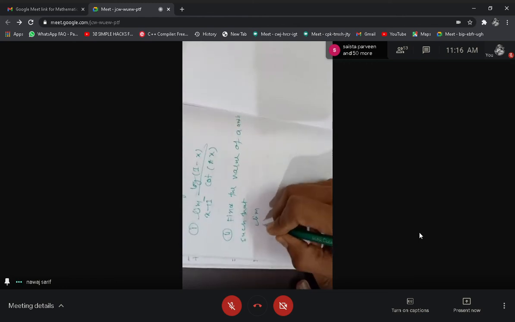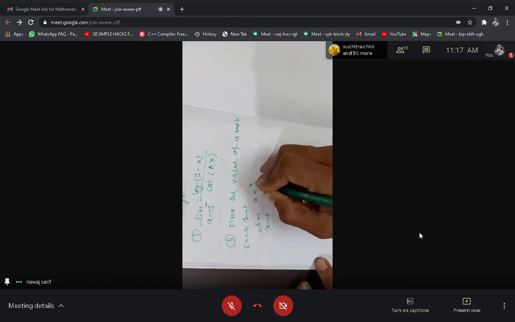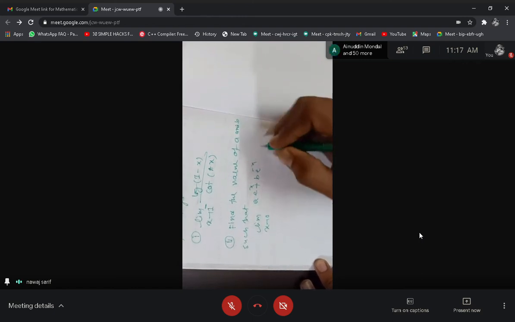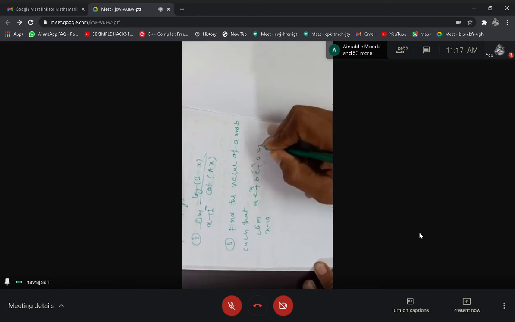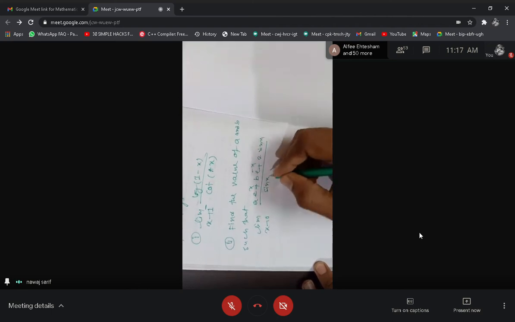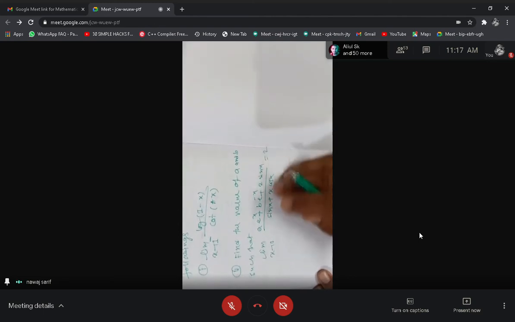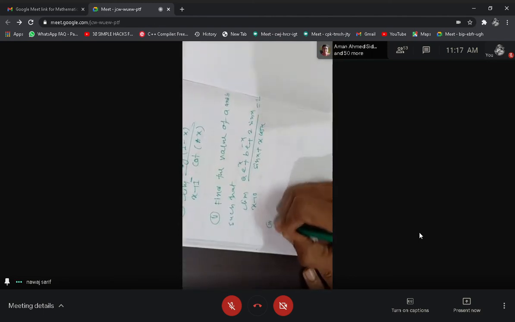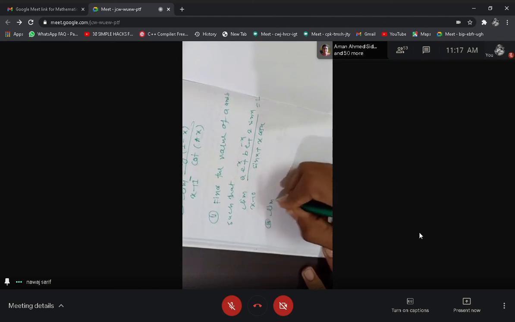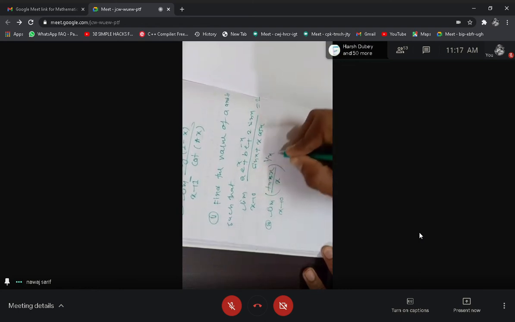limit x tending to 0 of a e to the power x plus b e to the power minus x plus 2 sin x divided by sin x plus x cos x equals to 2. Okay. Number 3, limit x tending to 0 of tan x divided by x to the power 1 by x equals to 1.